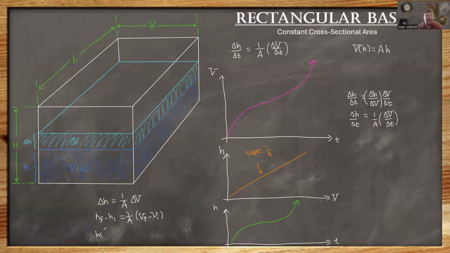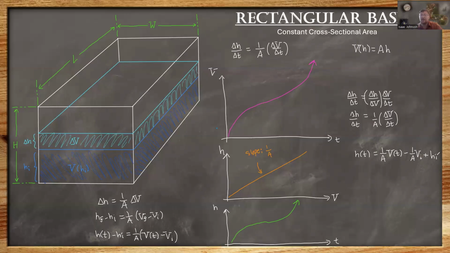So we would almost say, let's let H final just be height as a function of time. Let's let V final be volume as a function of time. And now we just want to solve for H of T, right? So I'll say, okay, H of T is equal to 1 over A times volume as a function of time minus 1 over A times volume initial plus what? H initial. Plus H initial.